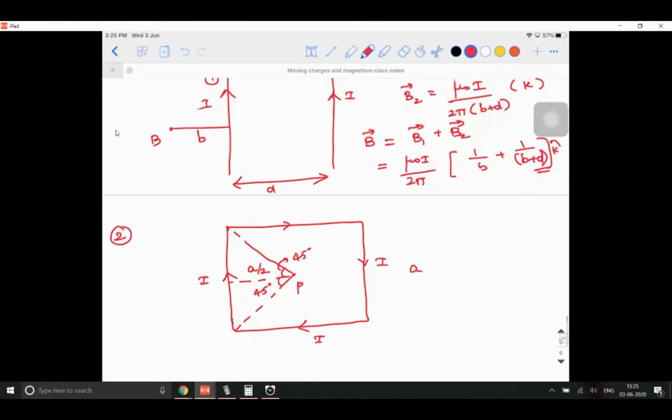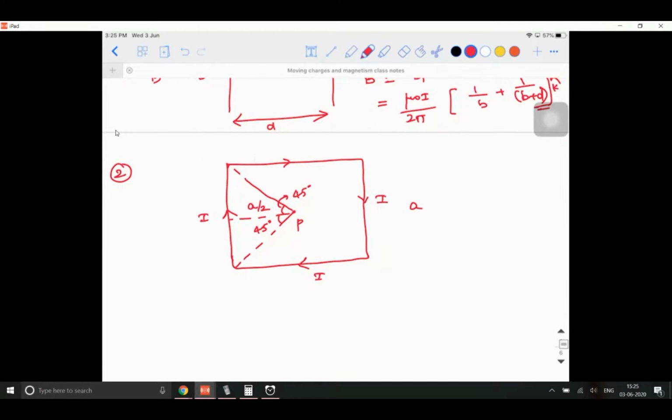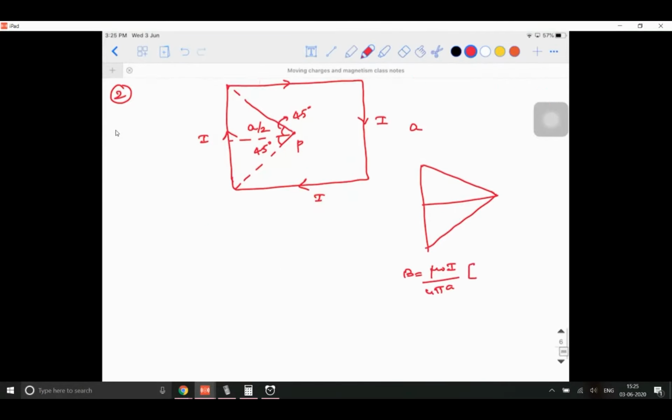Now for a finite length conductor, we will write down the formula again. B is equal to mu naught I divided by 4 pi a into sine phi 1 plus sine phi 2. It is not only about the formula, you need to be very keen on where phi 1 and phi 2 should be taken. If the question gives you these values and you take them as phi 1 and phi 2 and substitute, your answer will be wrong, because while deriving, we didn't take phi 1 and phi 2 to be these angles. This is phi 1, this is phi 2.